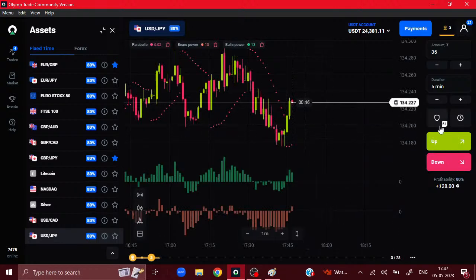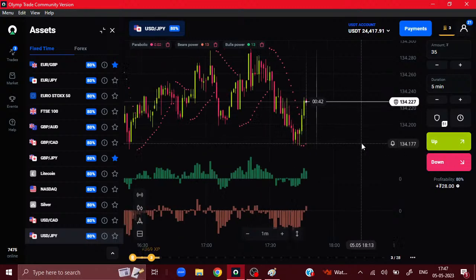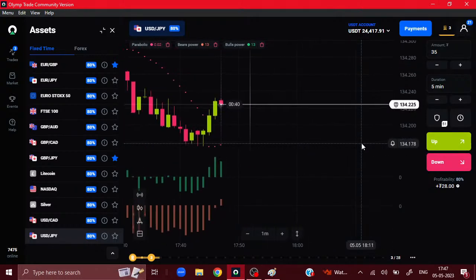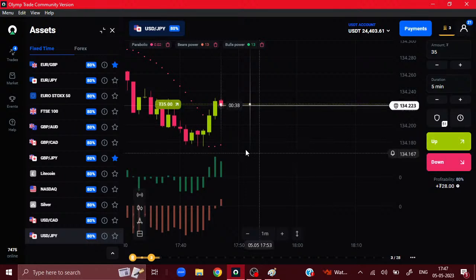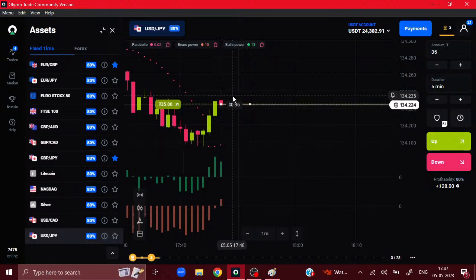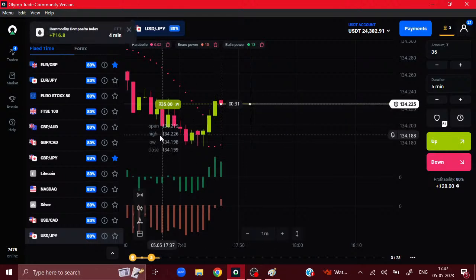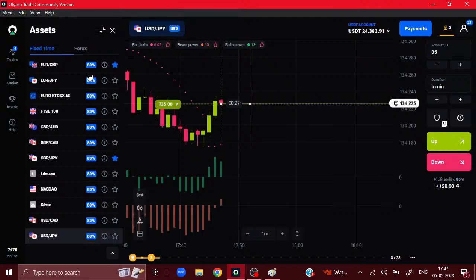So here in USD JPY also we have an upward trade entry. We can see that both the bulls power and bears power are indicating the upward direction. Parabolic has shifted below the candle. So we can enter into an up trade here. I'm keeping the duration for 5 minutes.